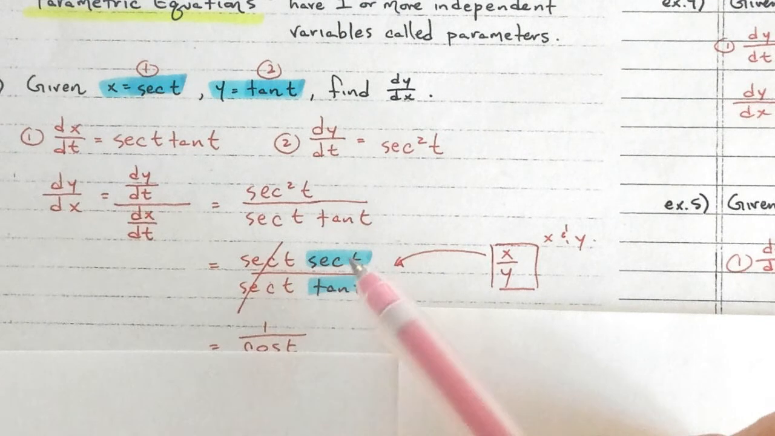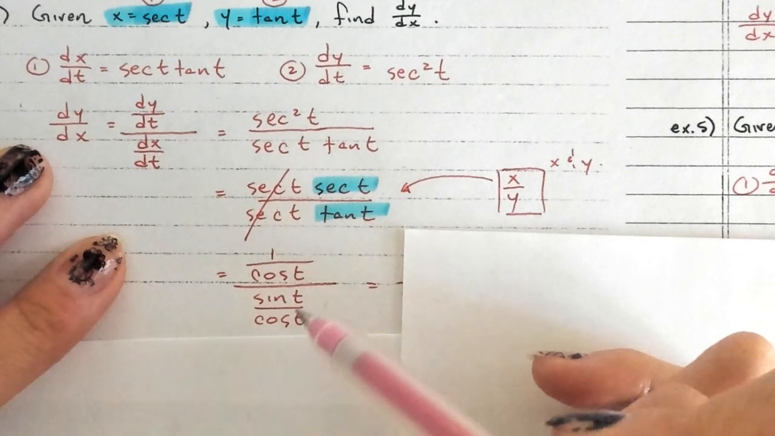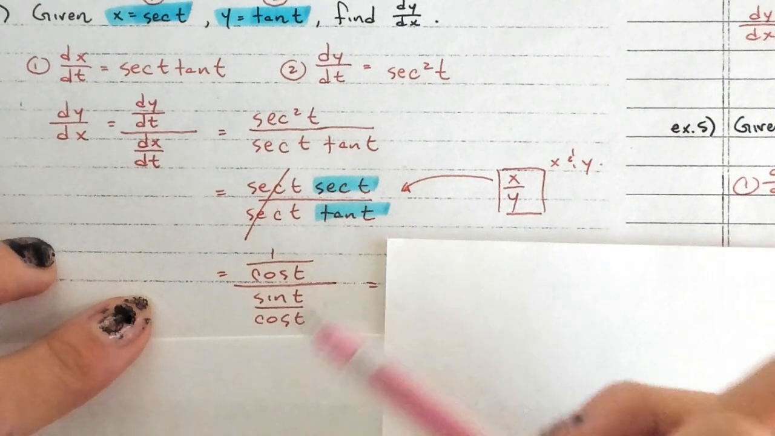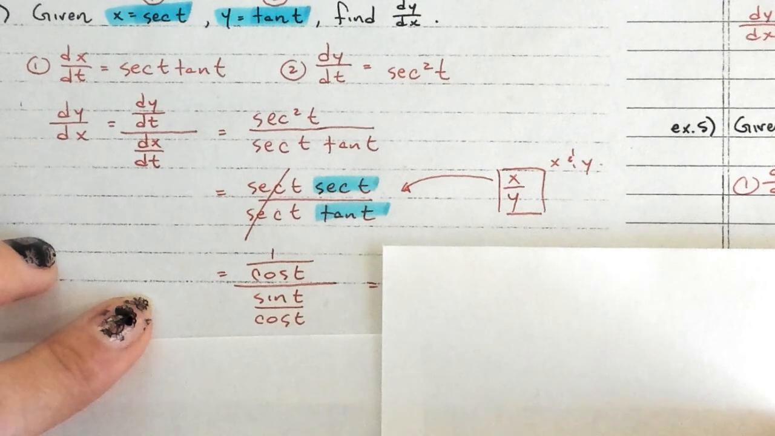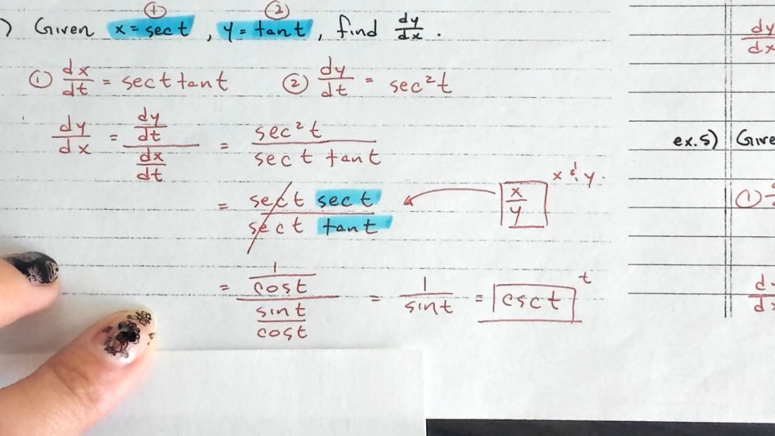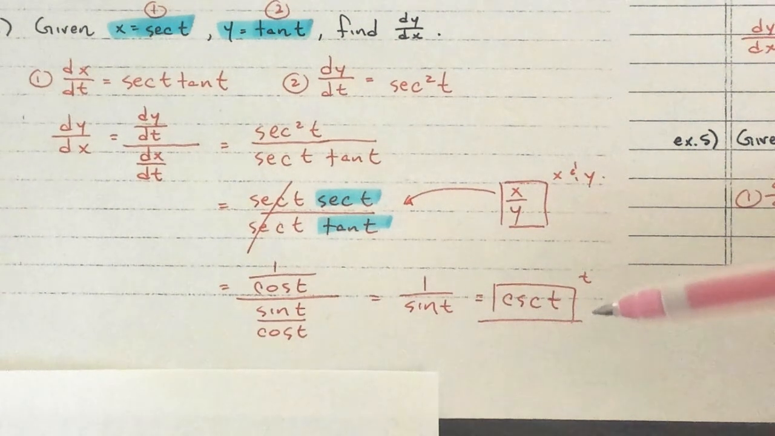So if I kept going, what is secant? 1 over cosine. What is tangent? Sine over cosine. And then what's 1 divided by cosine divided by sine divided by cosine? Oh yeah, the cosines divide away, it's 1 over sine. Well, what is 1 over sine? It's cosecant t. So we have an answer in terms of x and y, and we have another answer in terms of t.